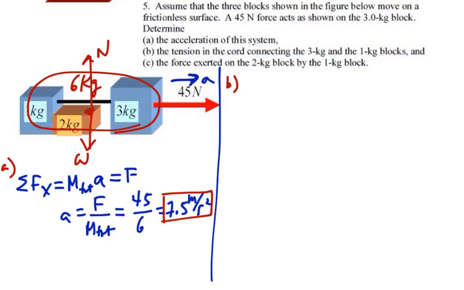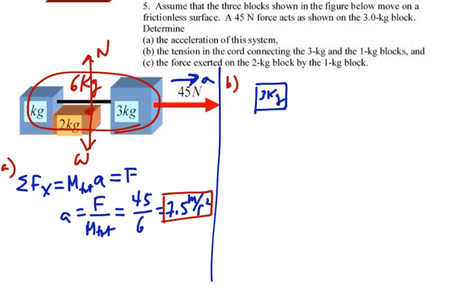Alright, part B. What's the tension in the cord connecting the 3 kilogram and 1 kilogram blocks? Alright, we have to go internal to the system to do this, and probably one way to do it is to focus on the 3 kilogram block. Do a free body diagram of it.